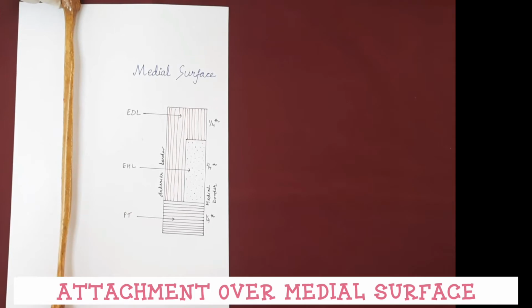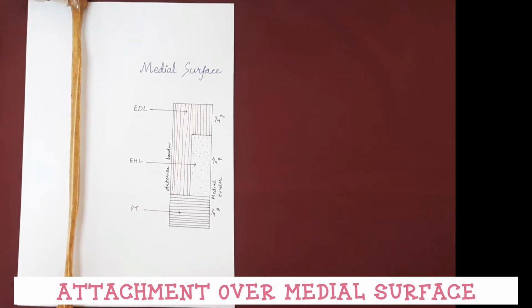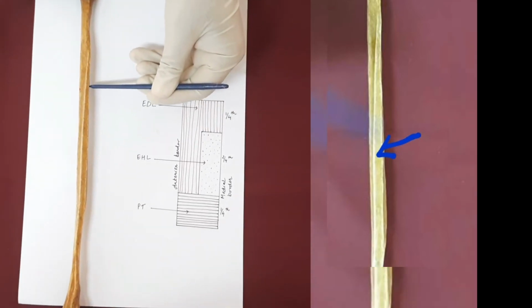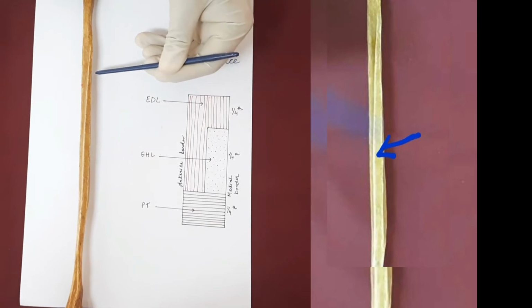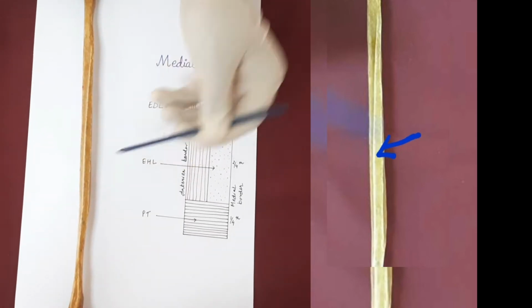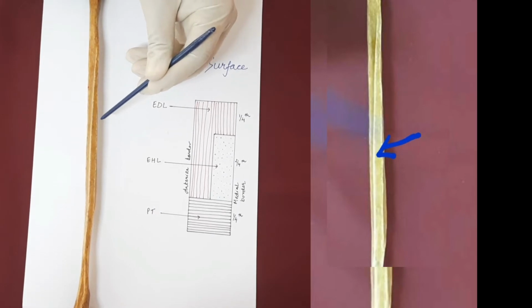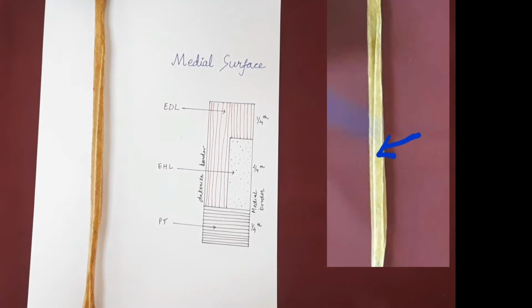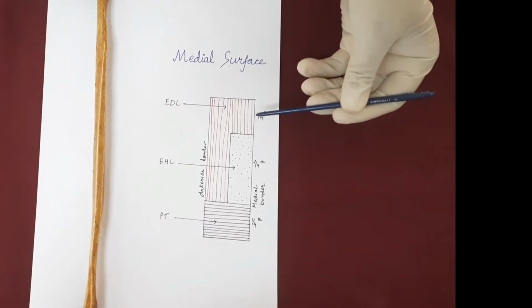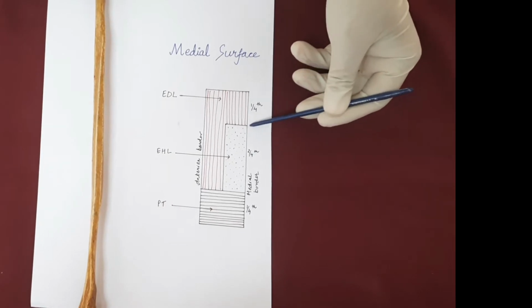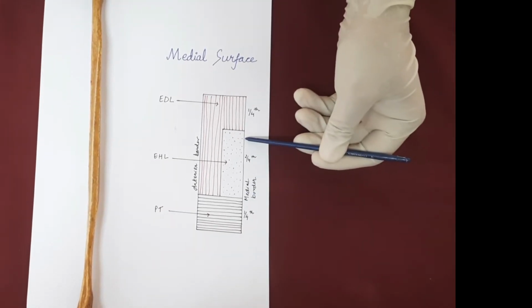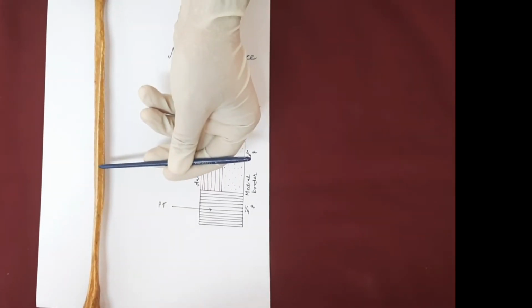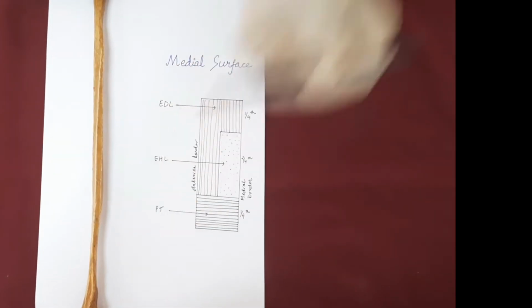Now we will see the attachment over the medial surface. You can see here, this one is the anterior border and this one is the medial border. In between the anterior and medial border we have the medial surface. The medial surface, as we have discussed, is very narrow in the upper 2/5 portion. Now this surface we have divided into three parts. See in this figure: upper 1/4, middle 2/4 and lower 1/4.